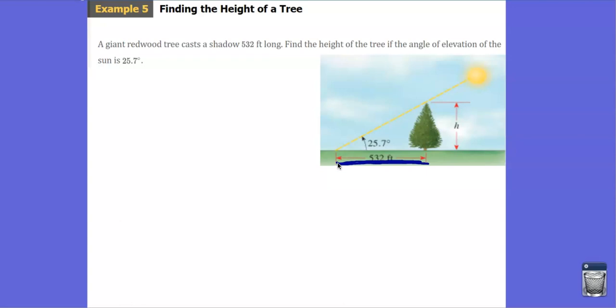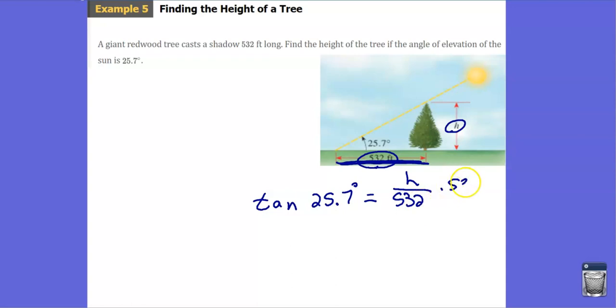And it tells you that the angle is 25.7 degrees. And all you're trying to do is find the height. So what trig function could we use? We do know the adjacent to the angle, and we're trying to find the opposite. So this means I'm going to use the tan function, tangent. So tangent of 25.7 degrees, tangent is opposite over adjacent. Notice, you might want to pause the video and make sure you understand how to set that up. But I'm going to set that up, and then I'm going to solve this, multiplying by 532. And it's going to find the height of the tree.